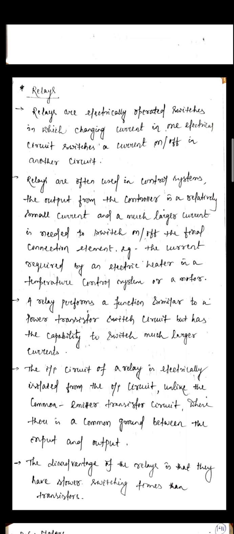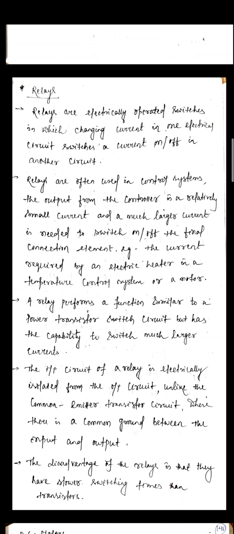Next point: a relay performs a function similar to the power transistor switch circuit but has the capability to switch much larger currents. The input circuit of a relay is electrically isolated from the output circuit, unlike the common emitter transistor circuit where there is a common ground between the input and the output. The main disadvantage of relays is that they have much slower switching times compared to transistors.